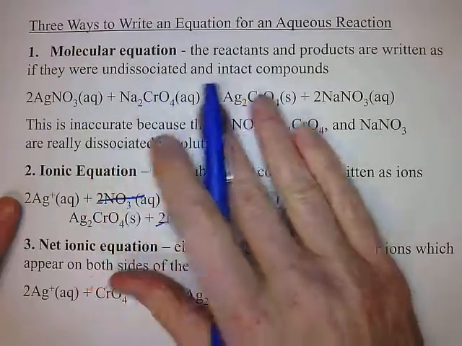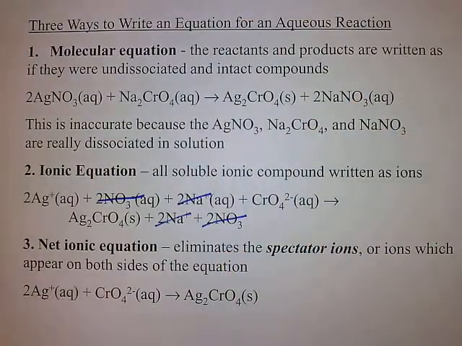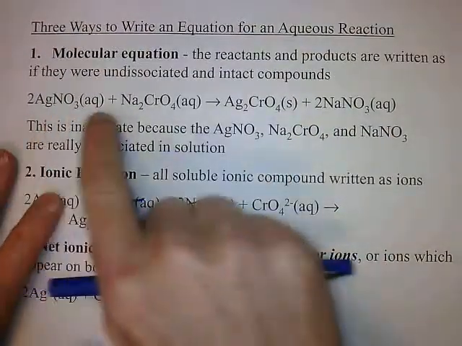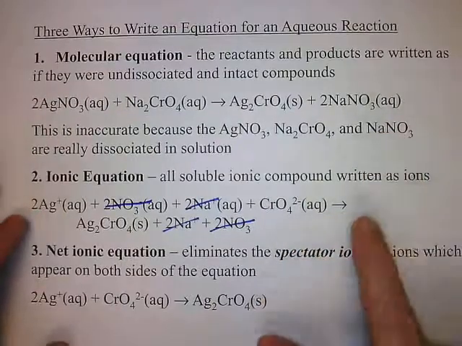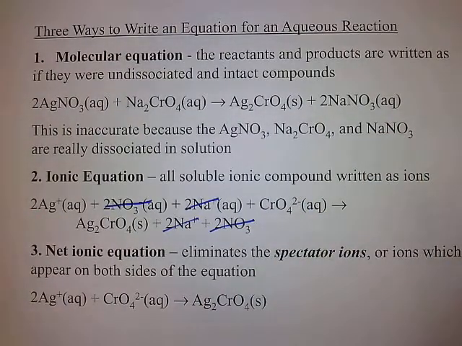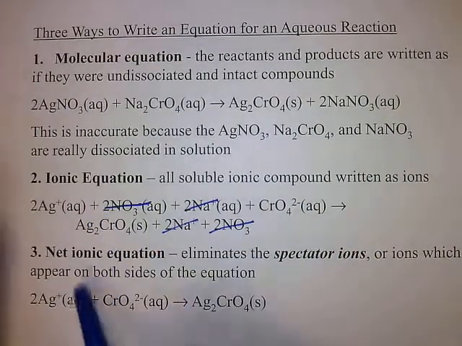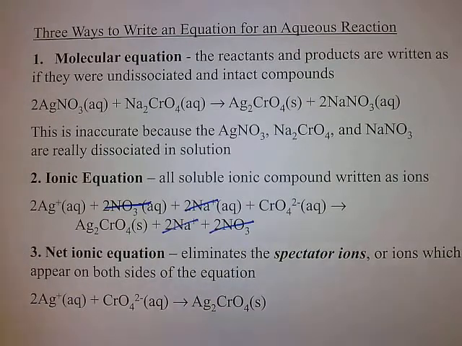So molecular equation, everything is written in molecular form. Ionic equation, everything is written as separated ions except for the solid. And then the net ionic equation, we cancel out all the ions that appear on both sides of the equation. And that wraps up this discussion. Next, we'll talk about acid-base chemistry, acid-base reactions.